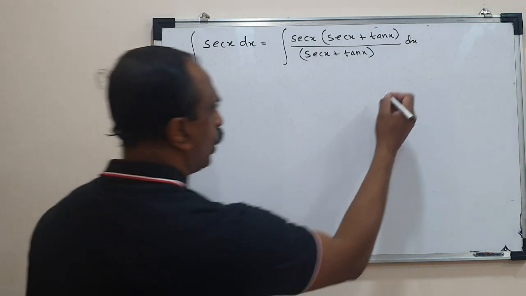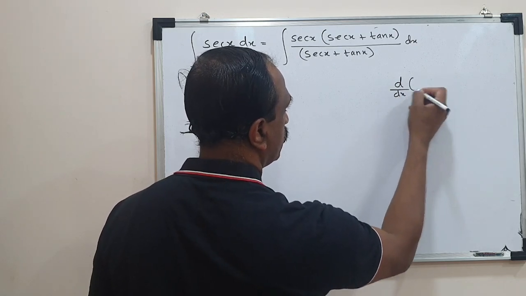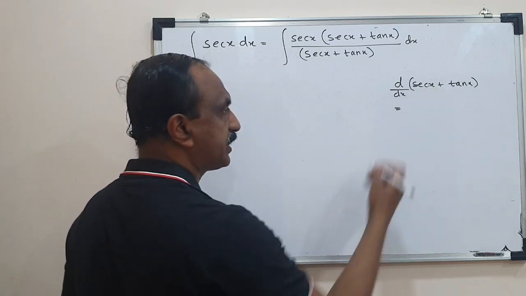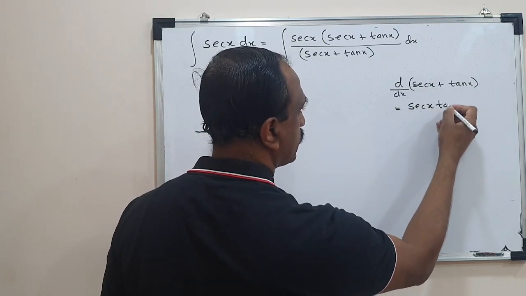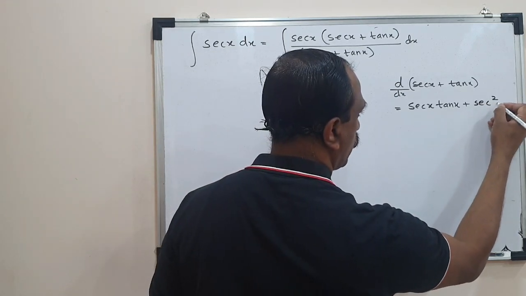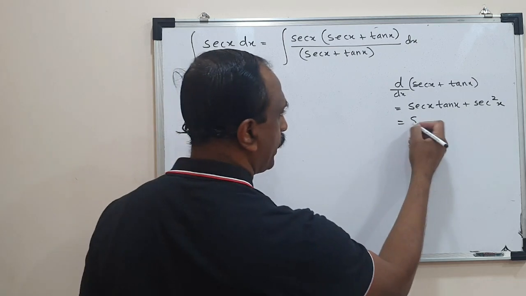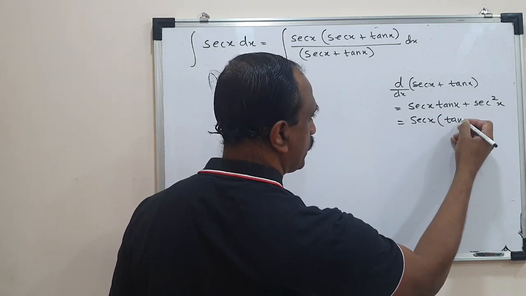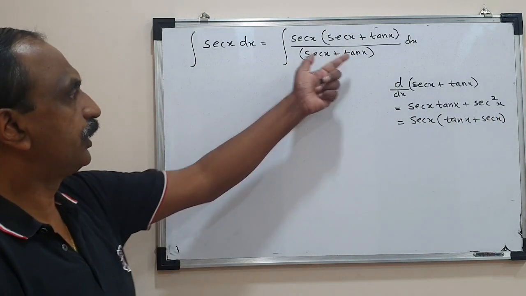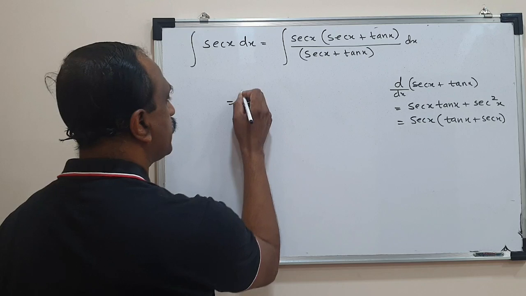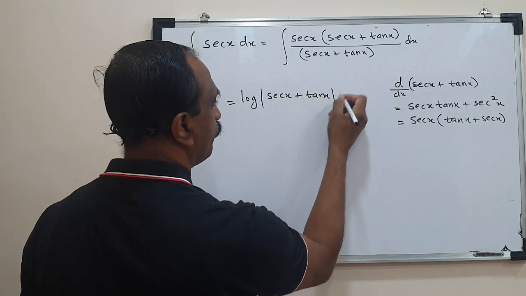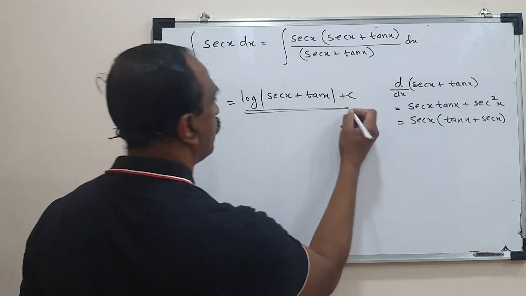Now let's think about the derivative of the denominator. What is the derivative of the denominator? Derivative of sec x is sec x tan x, and derivative of tan x is sec square x. So what is common here? Have you noticed that the denominator's derivative is perfectly the numerator? So the denominator's derivative is the numerator, therefore my answer is log of modulus sec x plus tan x plus c. So this is how we can find the integral of sec x.